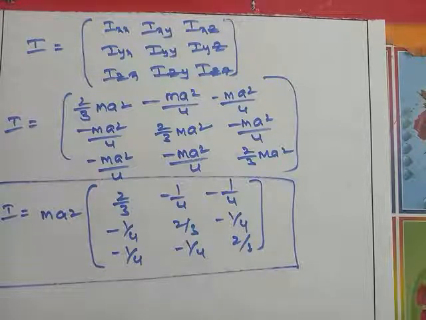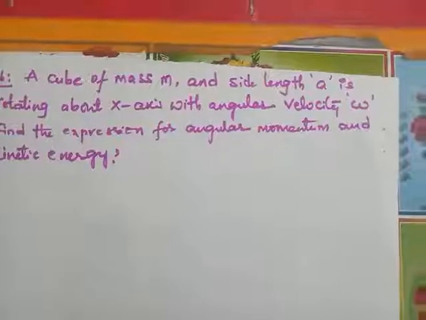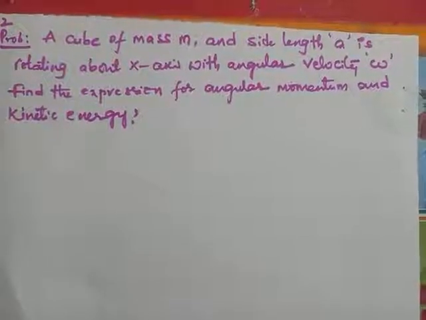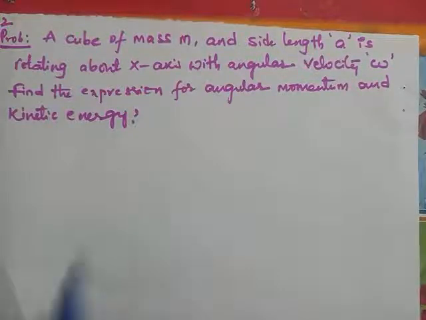Now let us move to the next problem. What is that? A cube of mass m and side length a is rotating about the x-axis with angular velocity omega. Find the expression for angular momentum and kinetic energy.